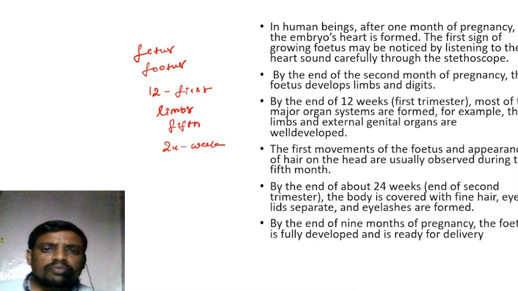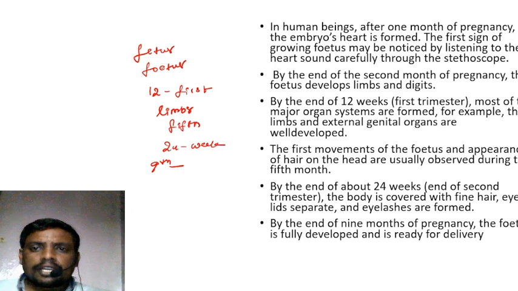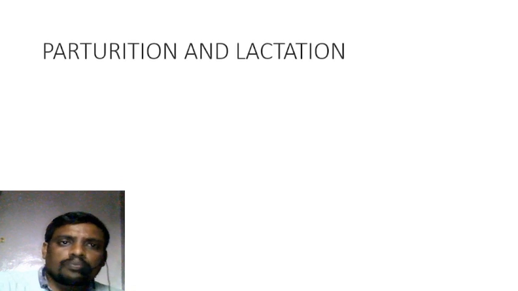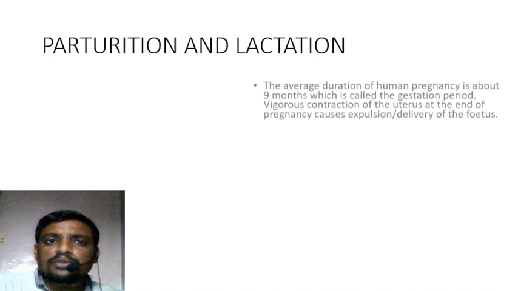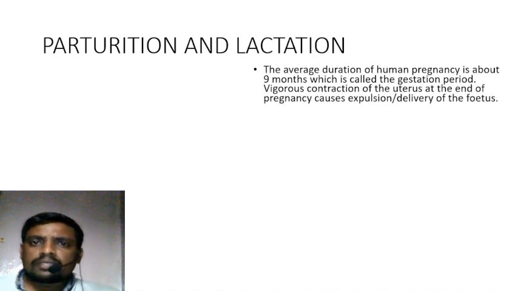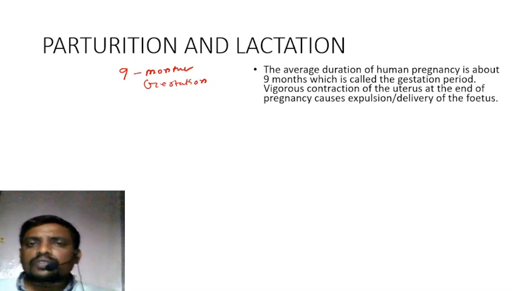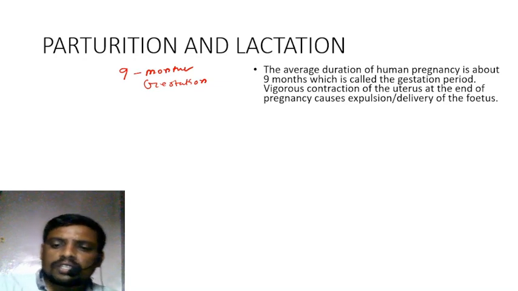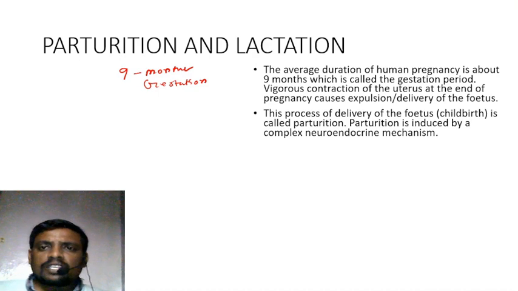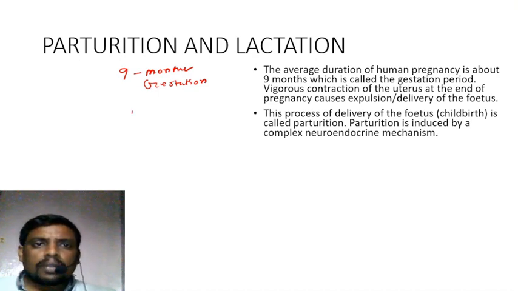By the end of the 9th month, the fetus is fully developed and ready for delivery. Now, delivery of the fetus is nothing but parturition, right? The average duration of human pregnancy is 9 months, which is called the gestation period. Based on the living organism, this gestation period greatly varies. Vigorous contractions of the uterus lead to expulsion or delivery of the fetus. This process of delivery of the fetus is called parturition.